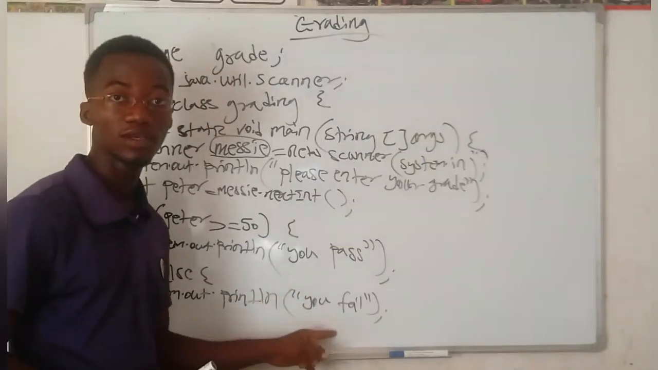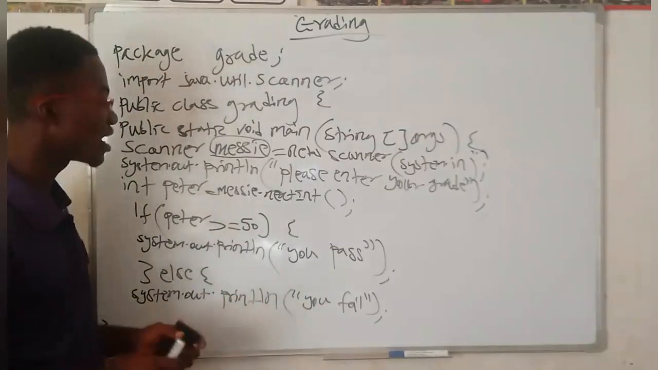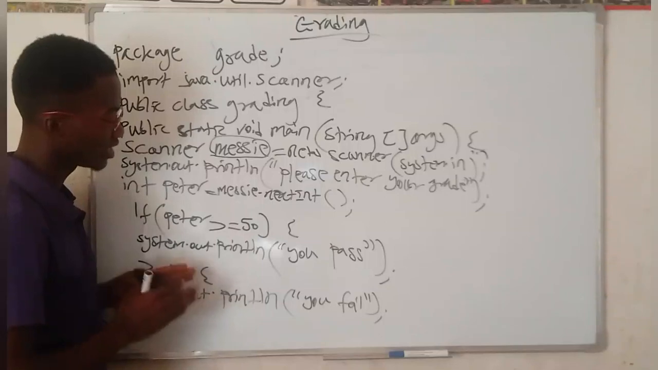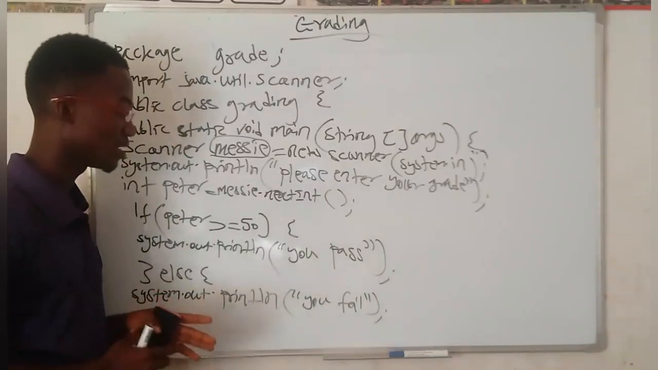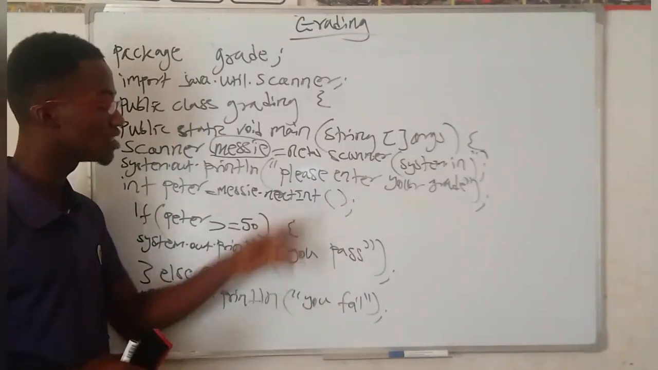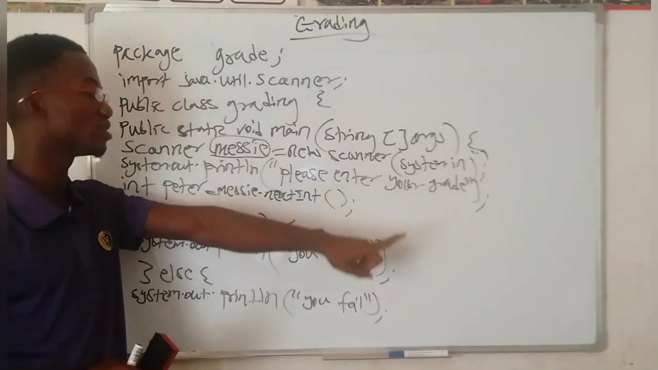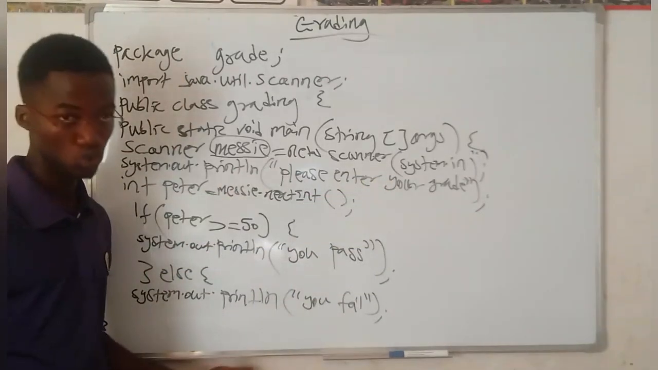You fail. Okay? Now, the compiler will understand this particular statement and compile everything. And we use either of these two things depending upon the grade at the end of the entry, and then it will be shown on the console.